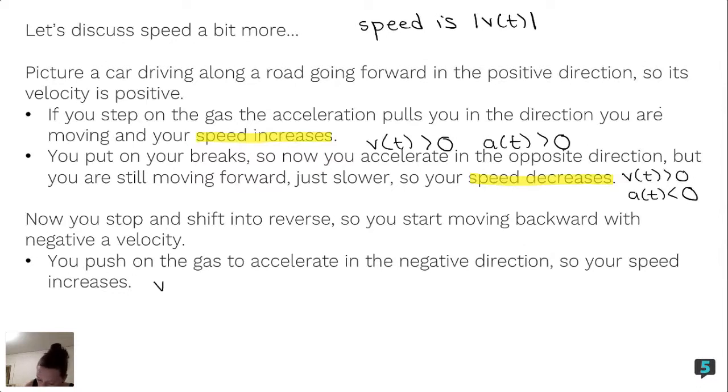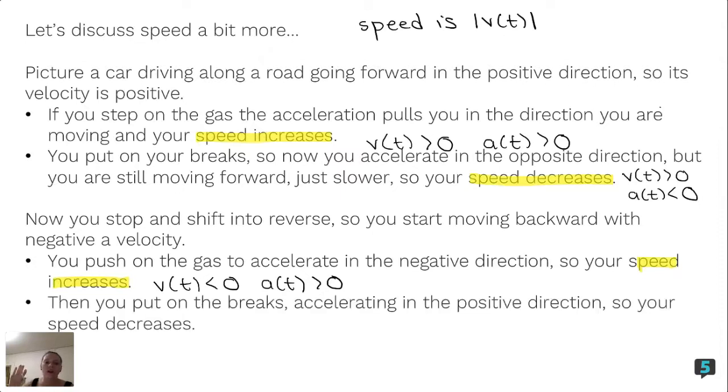So if my velocity is negative and my acceleration is positive, that means that my speed is going to increase. You put those brakes on again, you're accelerating in the positive direction, so your speed decreases.